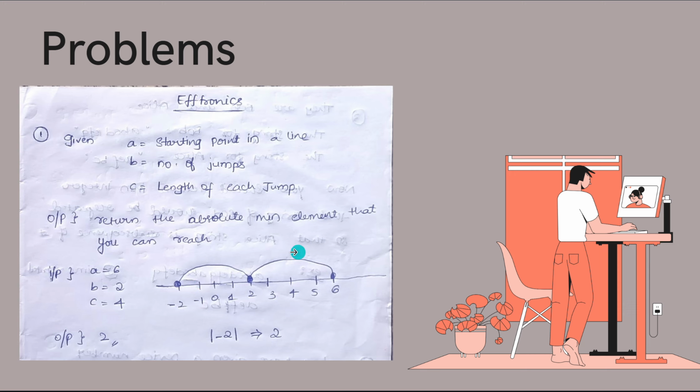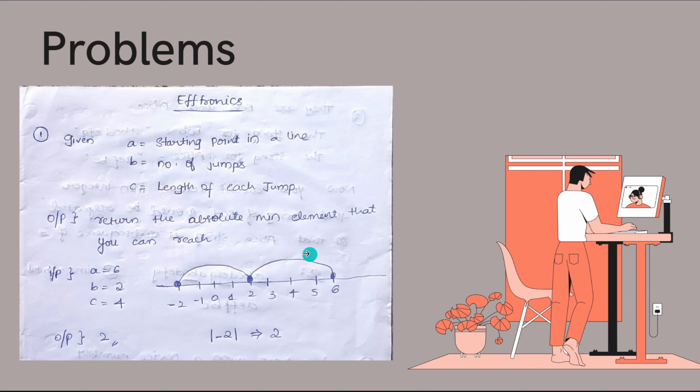Now you can move either in the forward direction or the backward direction, but the thing you should return is the minimum element. If you want to return the minimum element, where should you start your direction? Towards this side, because if you go the other side you will get the maximum element. They are asking for the minimum element, so you should travel this way. This is the starting point, and b is the number of jumps. So you can make only two jumps. In those two jumps you should reach the minimum element, and the jump length is 4.